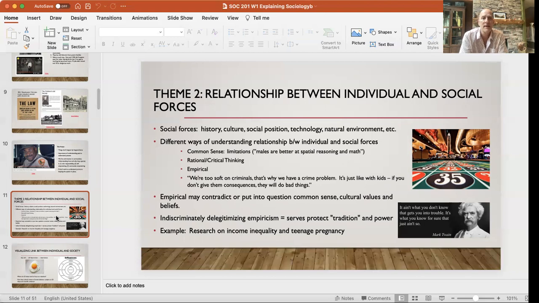So common sense sometimes is very problematic, because what we believe to be true may actually be a more complicated story. Another way of understanding the relationship is to engage in more critical thinking, to take those ideas that maybe have become common knowledge and start to ask questions about them, and to engage with them more thoroughly and critically, to be more aware.